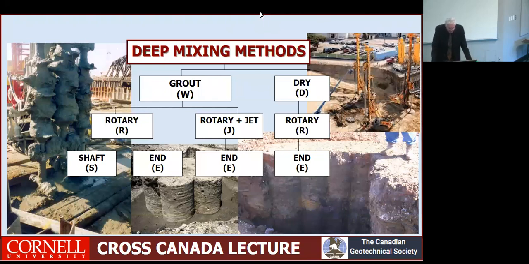So the wet methods involve some sort of a grout and then some sort of a rotary method for blending the grout into the ground. Sometimes that rotary method is combined with jetting, so that's a kind of a soil mix, jet grout type of operation. And then as we're blending the grout into the ground, we'll get the infusion of the grout material either through the end of the shaft, which is E, or through the actual shaft itself, which is S. So this was a classification method proposed by Donald Bruce, and it's a nice way of looking at this technology.